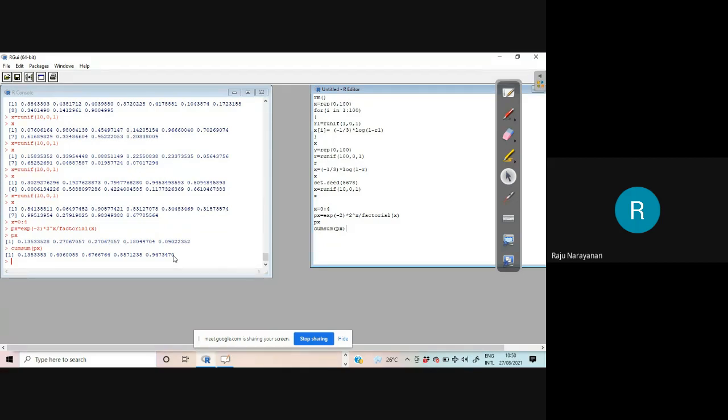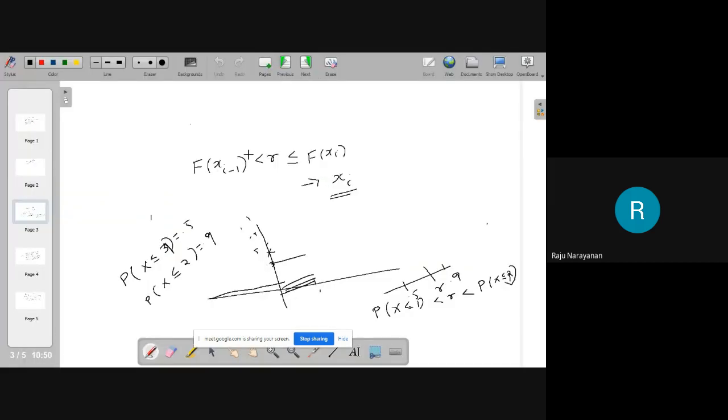Here x is a discrete valued variable. Therefore, it can take the value 0, 1, 2, 3, 4, 5, 6, etc. Is the technique clear? If F of x_{i-1} is less than r, that is, if the random number is between F of x_{i-1} and F of x_i, we will take x_i as the value of the random variable capital X.